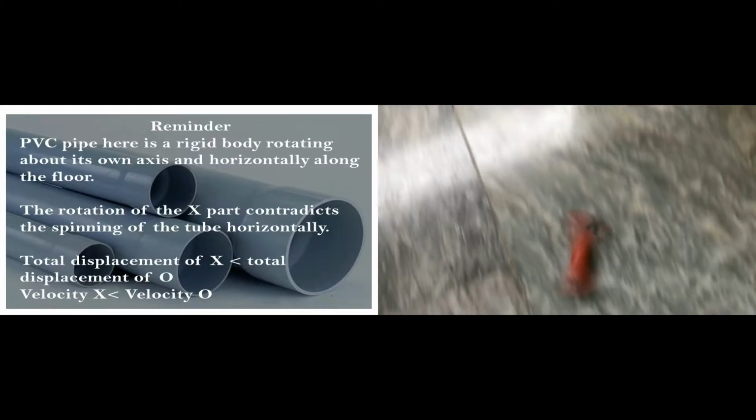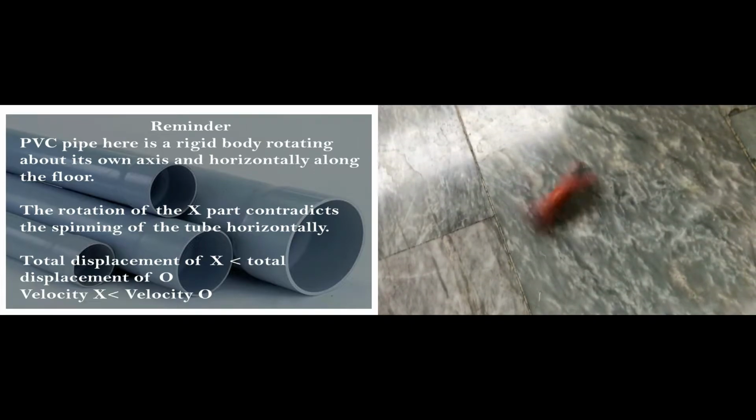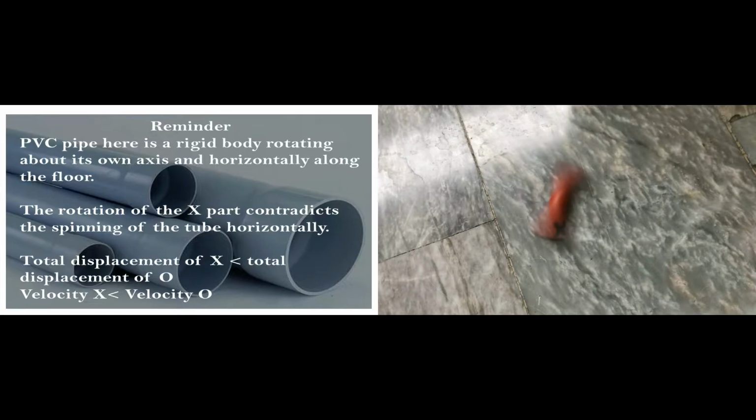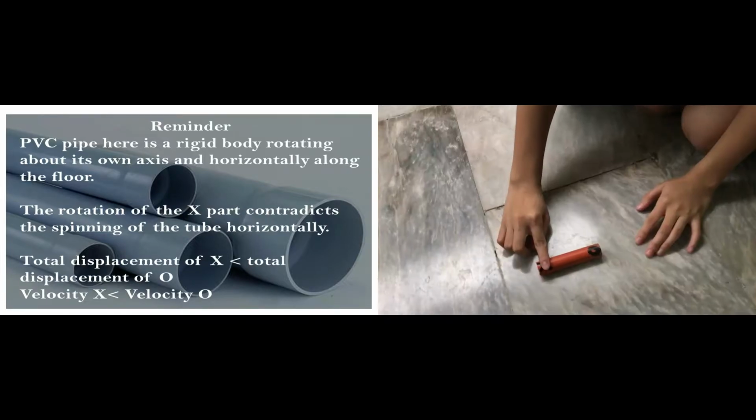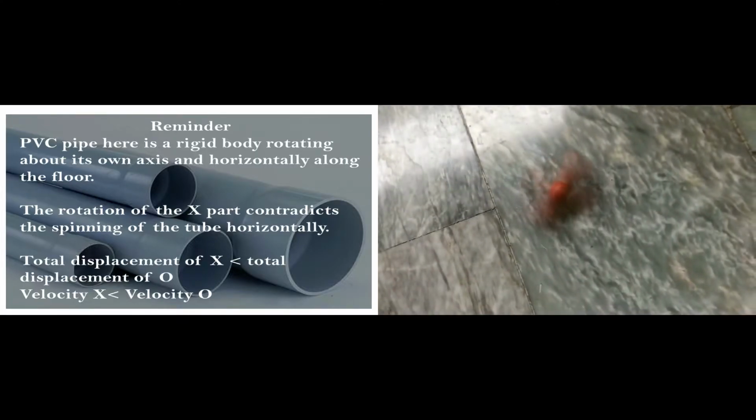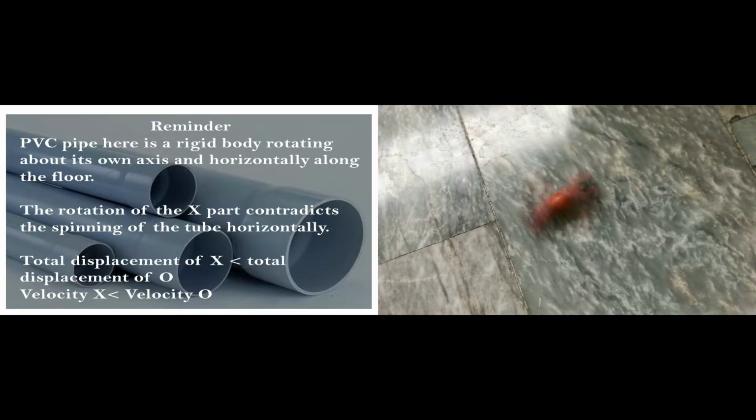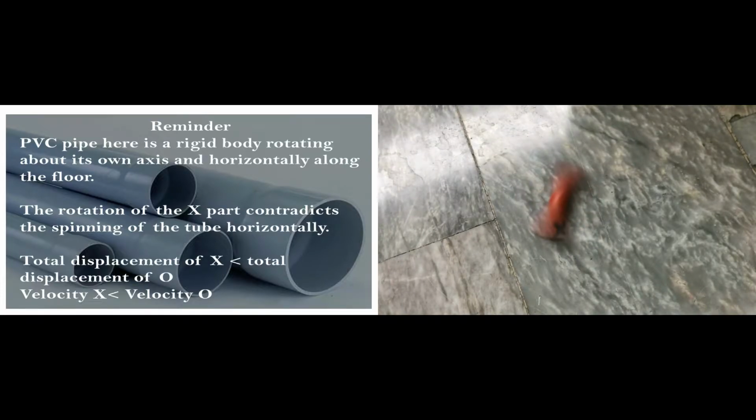To summarize, PVC pipe here is a rigid body rotating about its own axis and horizontally along the floor. The rotation of the X part contradicts the spinning of the tube horizontally. Total displacement of X is less than the total displacement of O. Velocity of X is less than velocity of O.